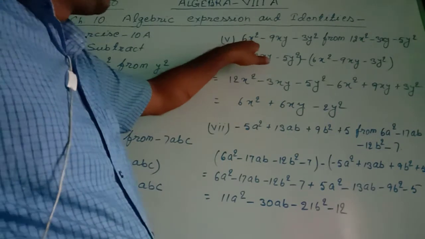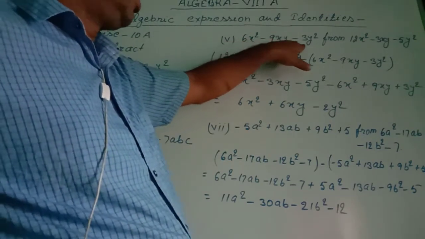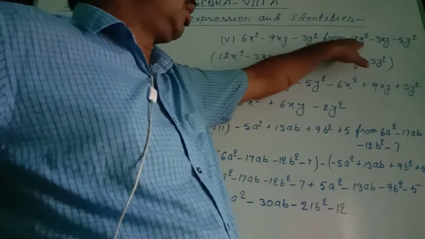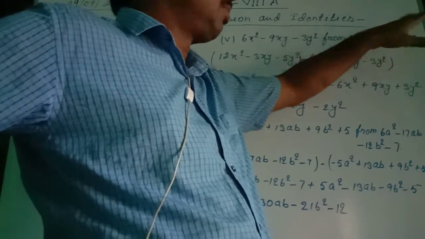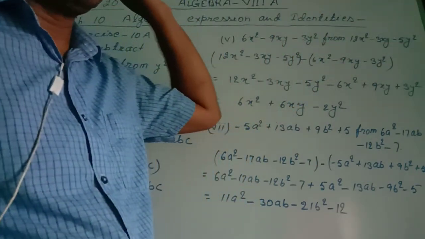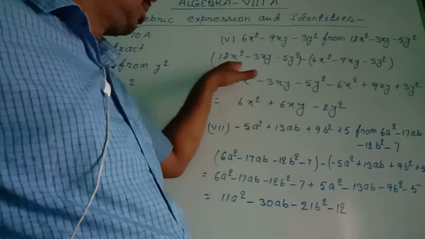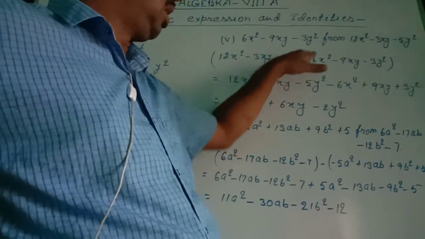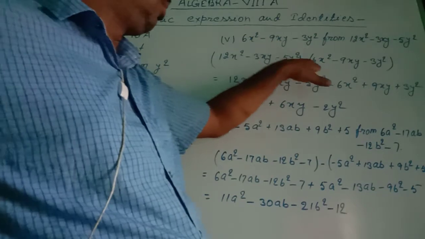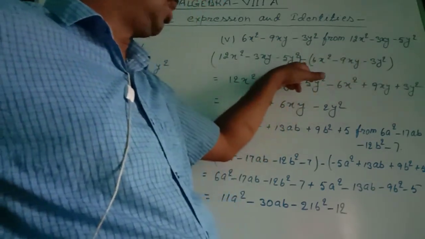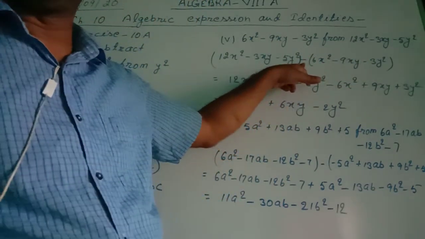Question number 5. The question is 6x square minus 9xy minus 3y square from 12x square minus 3xy minus 5y square. We are asked to subtract. So what is written after "from", I wrote at first and closed in the bracket. And what is written before "from", I wrote at last, and between these two I gave the sign of minus because we are asked to subtract.